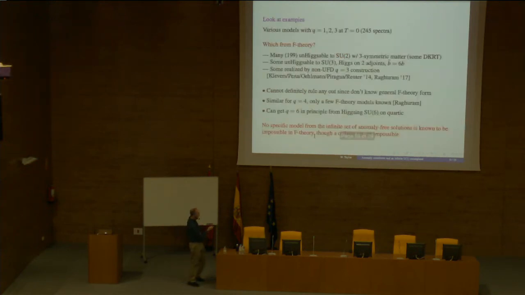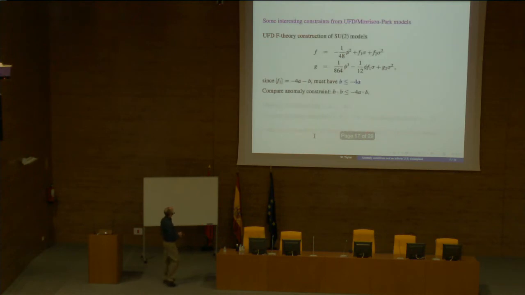So we have this big swamp. Let me point at an interesting relation that may give some hints, but I'm not sure what it tells us exactly. If we look at UFD constructions of SUN models, or Morrison-Park for instance, the UFD construction of an SU2 model proceeds by writing f as a power series, g as a power series, and the leading term in f is phi squared, the leading term in g is phi cubed, so that they automatically cancel at leading order in sigma.